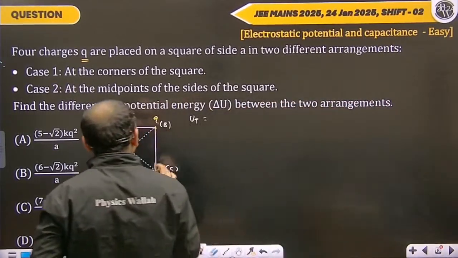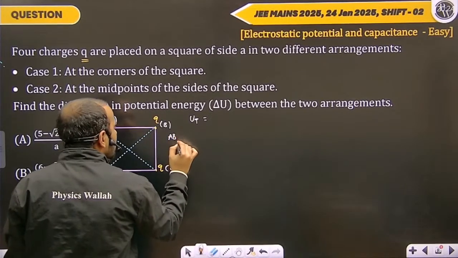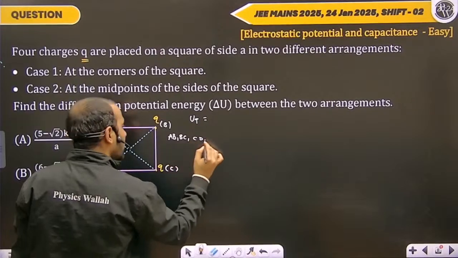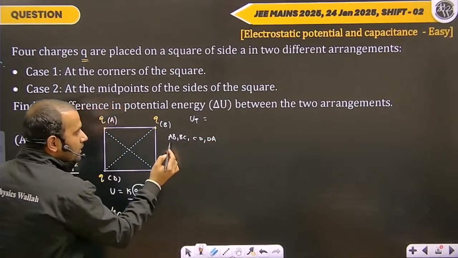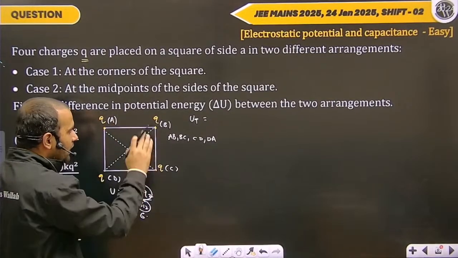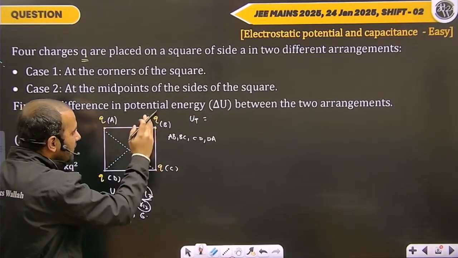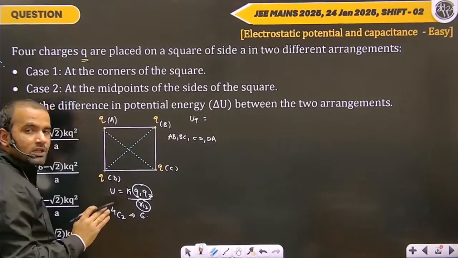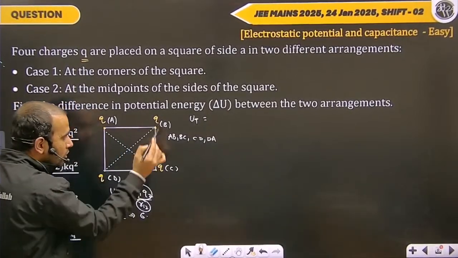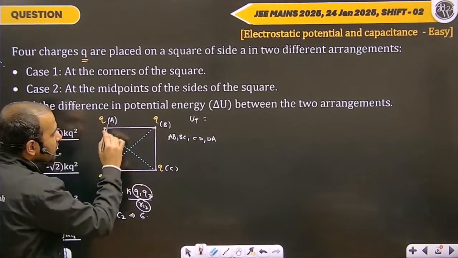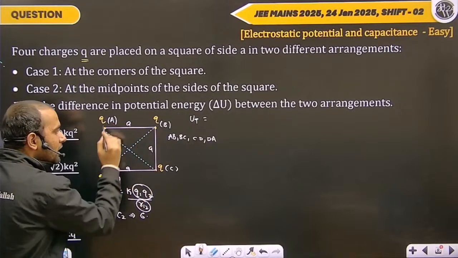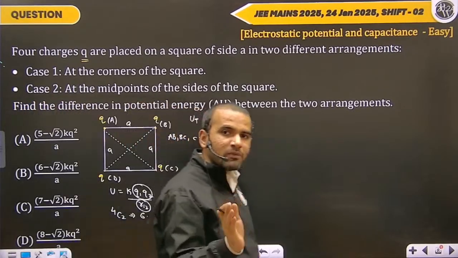What is that? AB, BC, CD, DA. See, AB, BC, CD, DA, in this arrangement, these pairs, right? The product of charge is Q square only: Q into Q, Q square, Q into Q, Q square. And the distance between them is A only. So these 4 pairs will result in the same kind of energy.